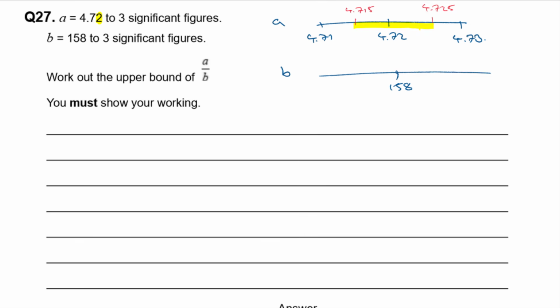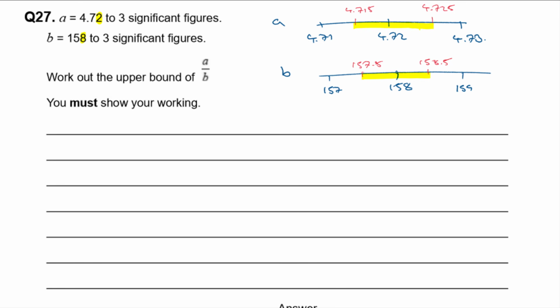So for B, 158 to 3 significant figures, the third significant figure again is that units column there. So 1 unit more than 158 is 159. 1 unit less than 158 is 157. So then the numbers rounding to 158 are going to be halfway between or nearer. Halfway between 157 and 158, 157.5. Halfway between 158 and 159, that's going to be 158.5. Okay, so I've got my upper and lower bounds for both A and B.